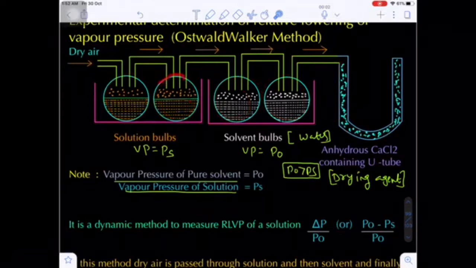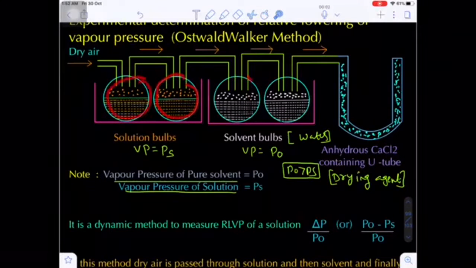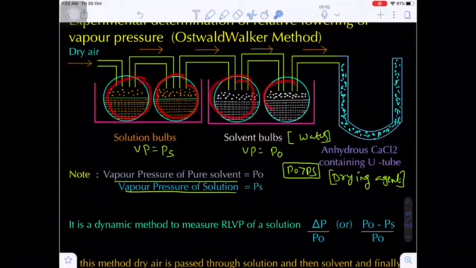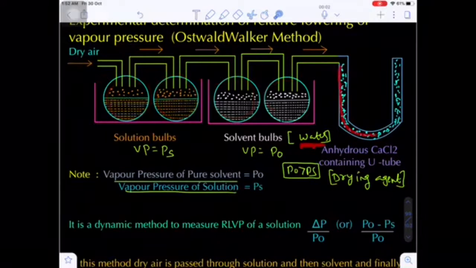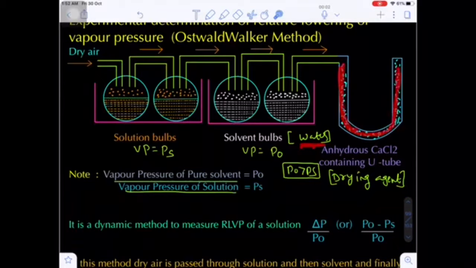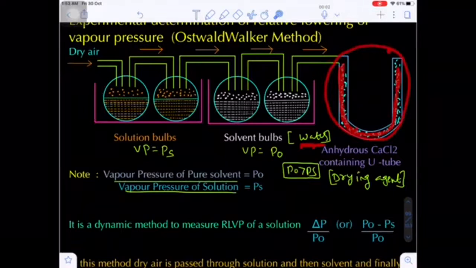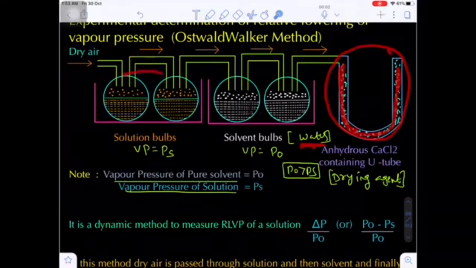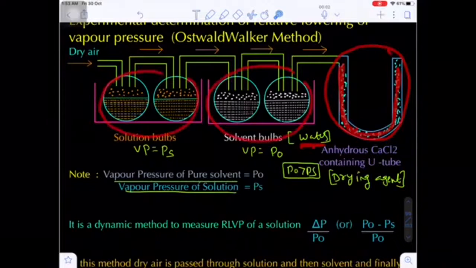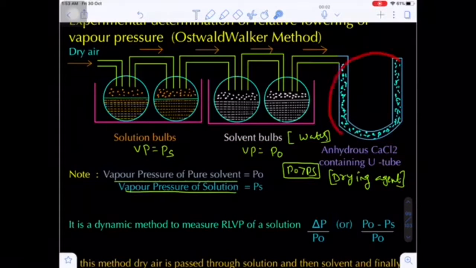Because of the water vapor present in the solution bulb and solvent bulb, because we are considering the solvent water, the vapor was absorbed by the anhydrous calcium chloride, due to which the weight of the U-shaped tube will, what happens? Increases, because the loss in the weight of the solution bulb plus the loss in the weight of the solvent bulb will be equal to the gain in the weight of the U tube.